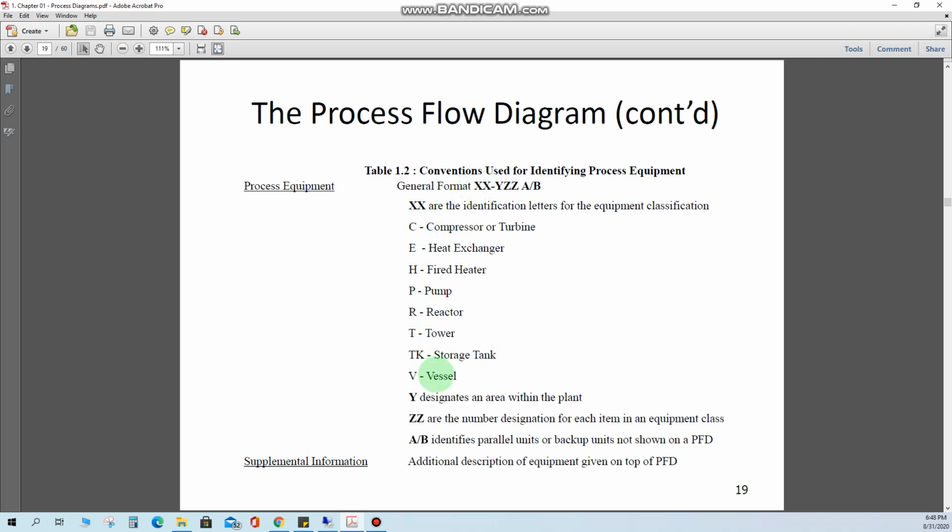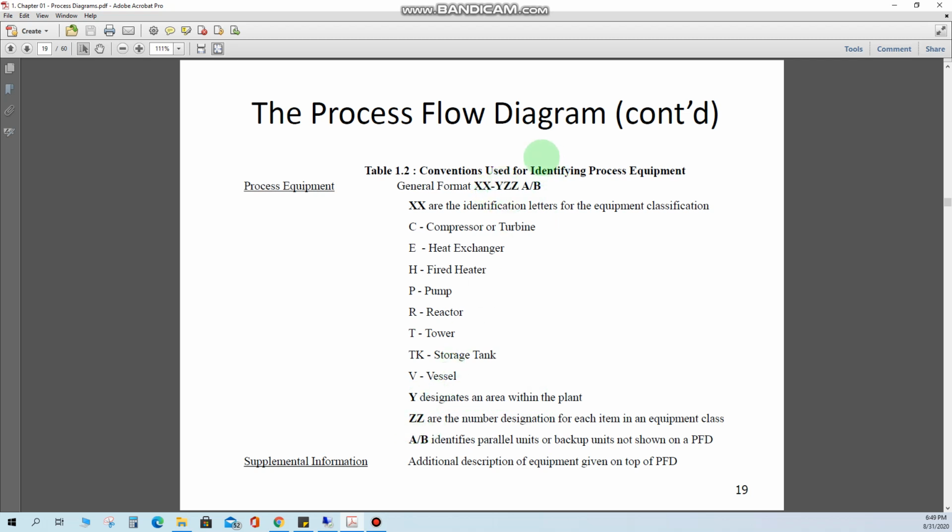So for the first XX, you have to write down the letter for this equipment. Now the next letter here, Y, represents the area within the plant. When you go to industry, when you go to a plant, you will see that any plant has been divided into different zones. So Y designates an area within the plant. It can be the 100 area, 200 area, 300, such kinds of numbers.